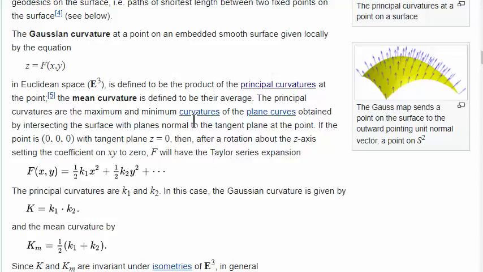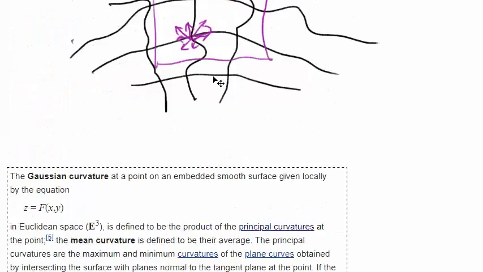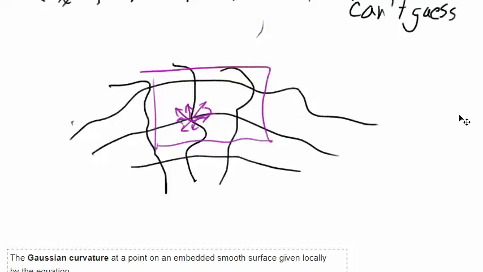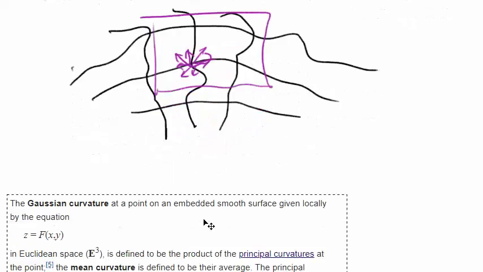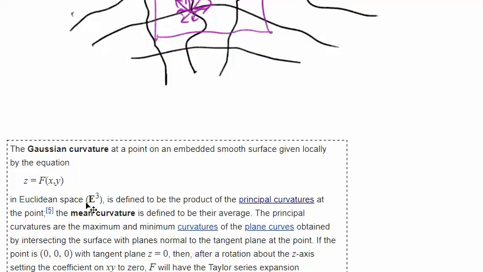Well, let's look for a different opinion, because Wikipedia is created by many authors, and none of them use the same notation, so let's see if this one works. The Gaussian curvature at a point of an embedded smooth surface given locally by the equation z equals f of x, y in Euclidean space is defined to be the product of the principal curvatures at the point. Okay, actually, this description is starting to make sense now, that z equals f of x comma y are Euclidean coordinates, and f would be maybe the height of the surface or something like that.